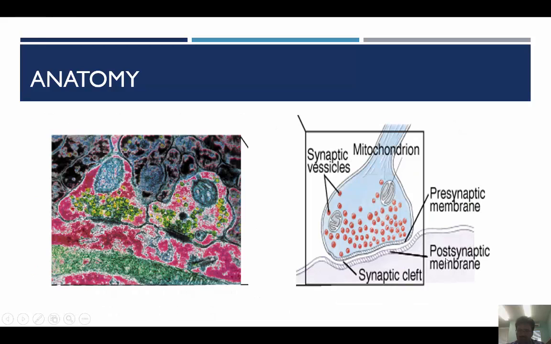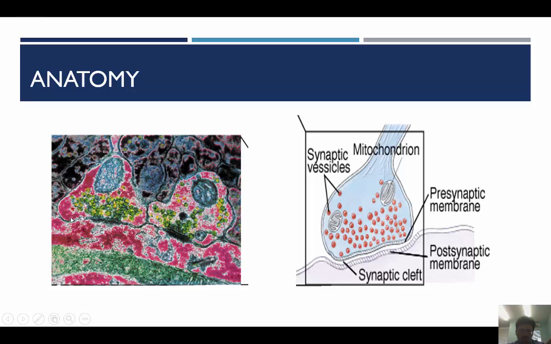Here we see a schematic diagram of exactly what I told you, but it also highlights another important point in the figure on the right, that a lot of energy is utilized during synaptic transmission to especially pump the neurotransmitter into the vesicles. So you often see many mitochondria, the powerhouses of the cells, in the terminal button. And to your left, you actually see an electron micrograph of two synapses.